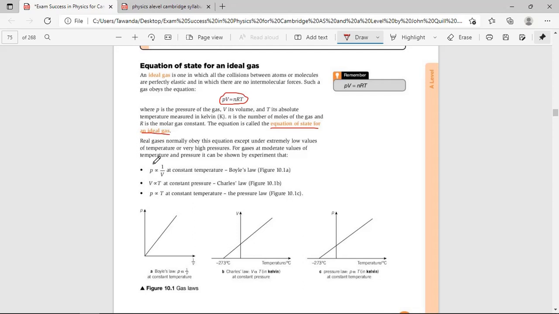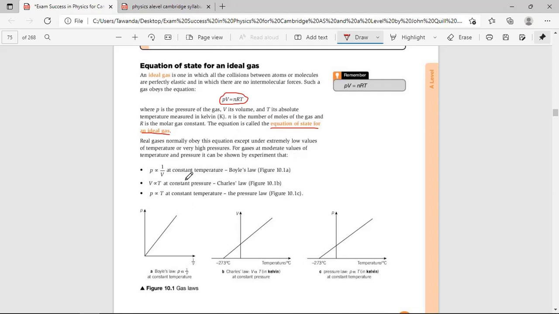But under normal circumstances, real gases normally obey this equation, except at extremely low values of temperature or very high pressure. Because this equation is meant for ideal gases, but in a real situation, we have what we call real gases, and those real gases tend to obey this law, though at some extreme values of temperature and extremely high pressures the gases seem not to obey this one.